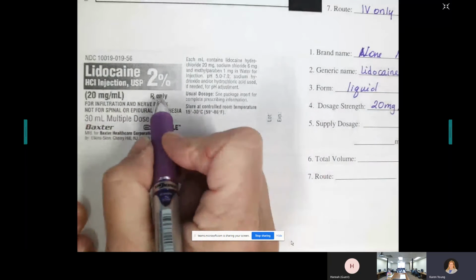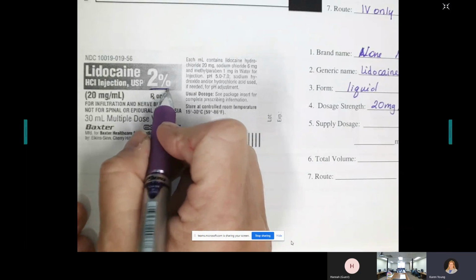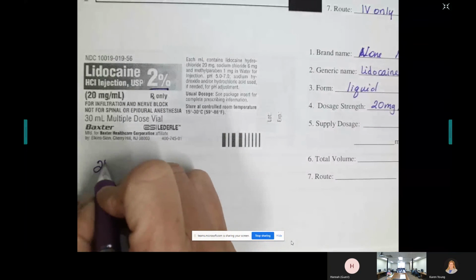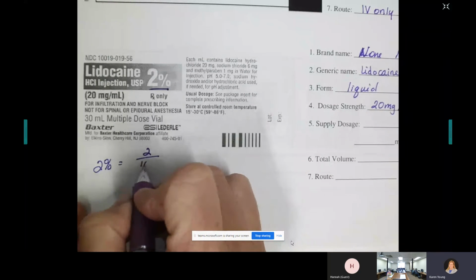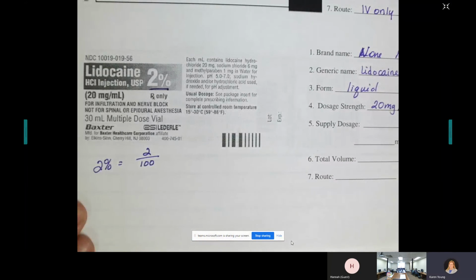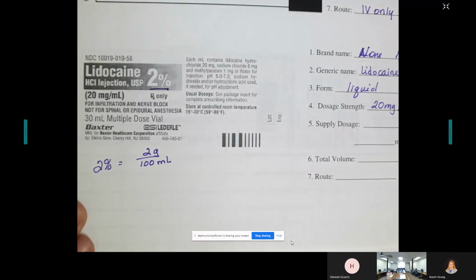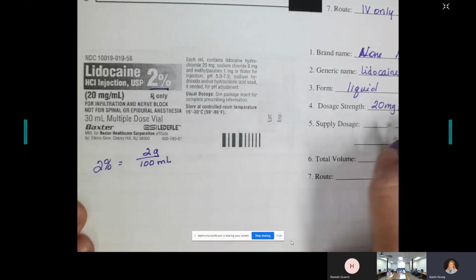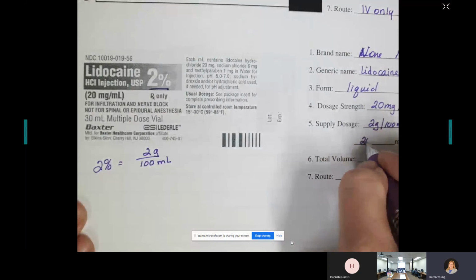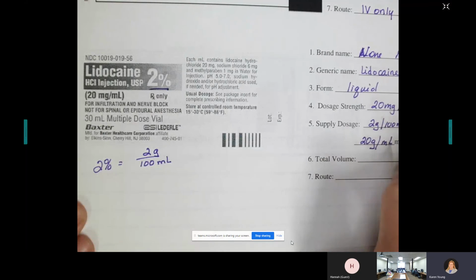Now, we haven't talked about the 2%, okay? 2% is the same thing as 2 over 100, okay? So it's 2 grams over 100 milliliters is how that's read. So my supply dosage should be 100 milliliters. So it should be 2 grams per 100 milliliters. Or it also gives me the 20 milligrams per milliliter.